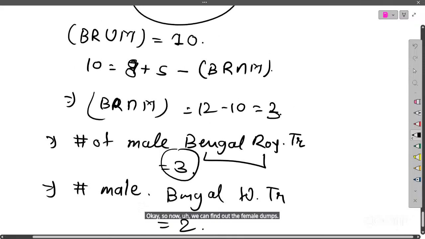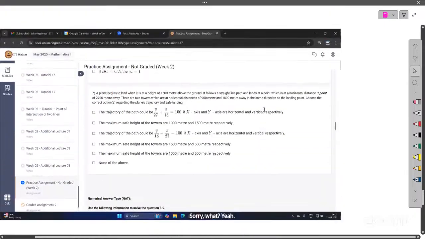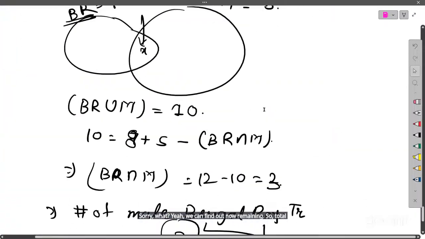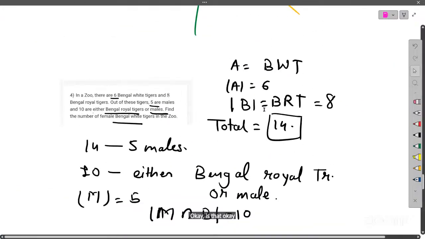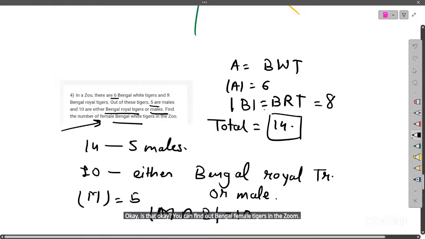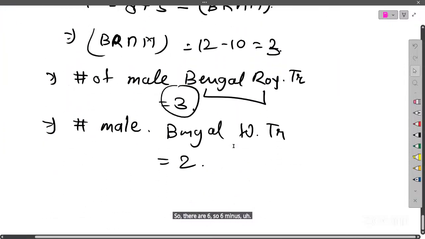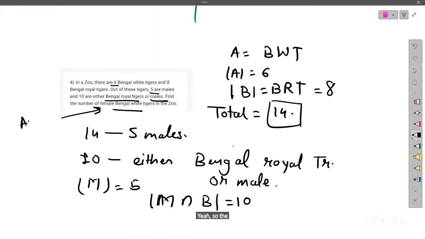Now we can find out the female ones. Yes, ma'am. We can find out now the remaining. So in total 14 tigers are there, so 5 we can split out, and now we can find out the Bengal female tigers in the zoo. So there are 6, so 6 minus 2, the 4 might be the answer, right? Yeah, so the answer will be 4.